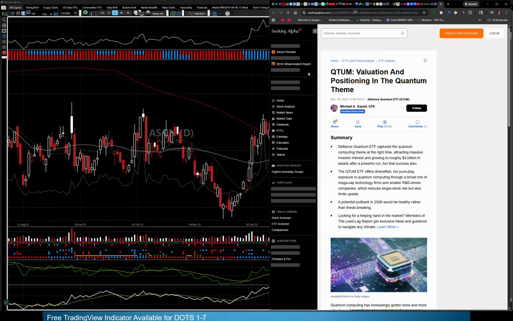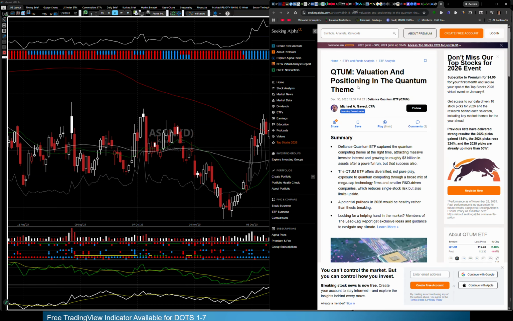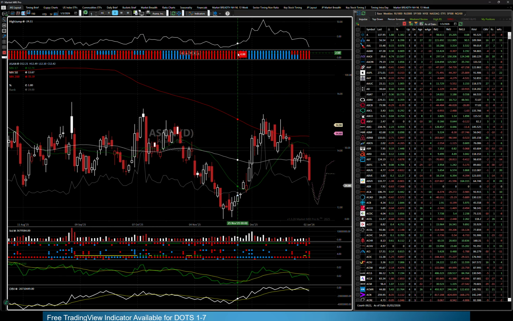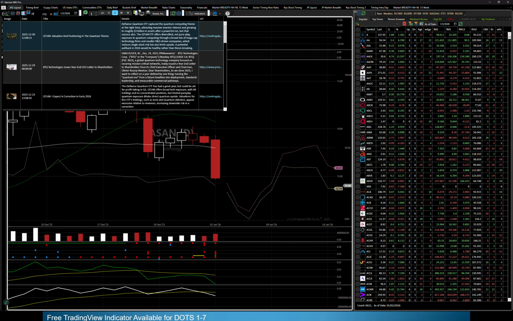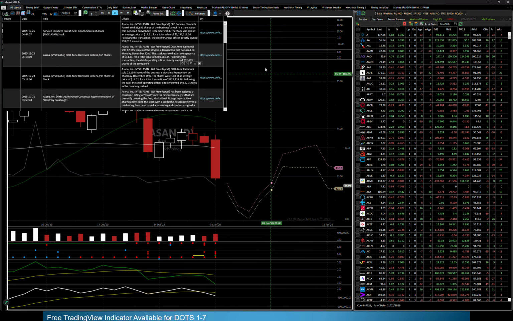Double click. You can read what the article is. All this is included in the base price. Pick the type of chart. I'm going to leave it on candles. How many bars I want to default to. I wouldn't do 30 on a stock, but let's just do 30 and see what it looks like.